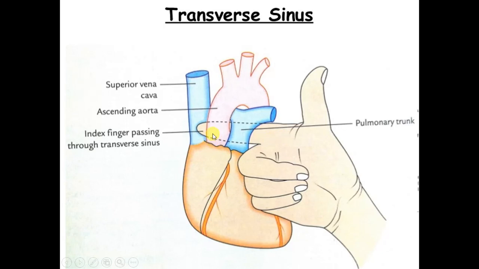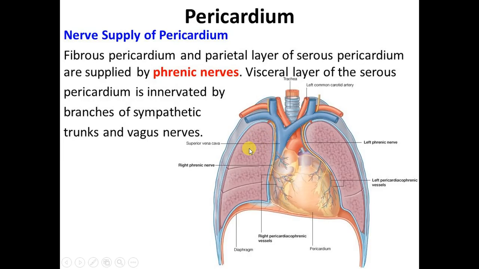So the transverse sinus, here we see, if you pass your finger behind the pulmonary trunk and the aorta, it will come out on the other side. It is passing from the left to the right side. The index finger is passing through the transverse sinus. The benefit of this is that here you can occlude the aorta and pulmonary trunk during bypass surgery, cardiac surgery. So now the nerve supply of the pericardium.